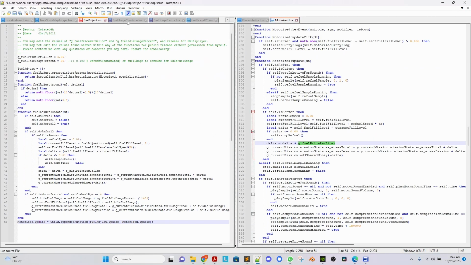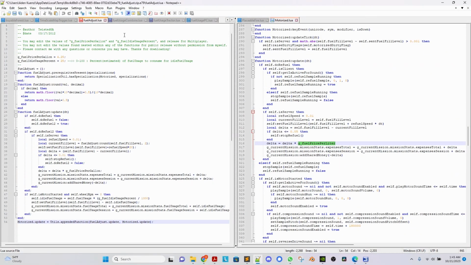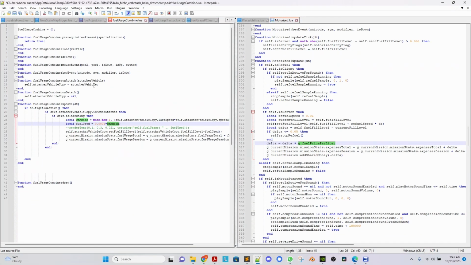Another mod that is in here is called Fuel Usage Combine. So this one here is similar to the other, although I believe this is a specialization that is added to every single combine. I didn't look in there, but unlike this one, which simply modifies the motorized script, this one here has its own specialization, so it's processing its own update. It isn't overriding or appending any function, but it says, hey, when we're in update, when the unit is active and the motor is started, and if we're threshing, then we're going to cost ourselves a little bit more fuel.